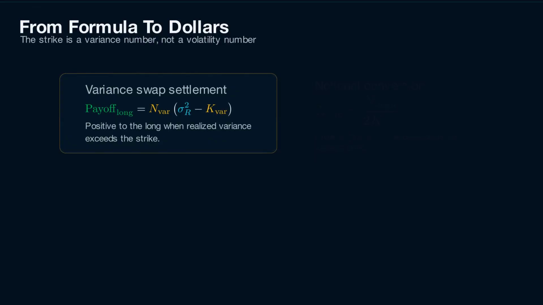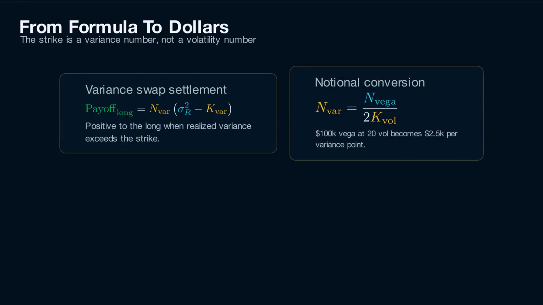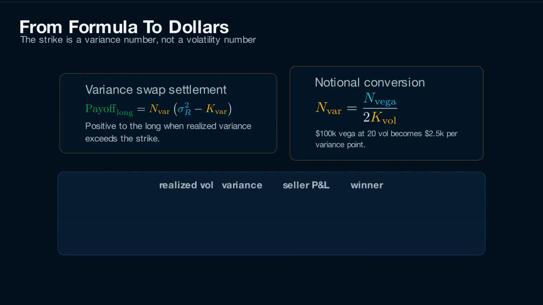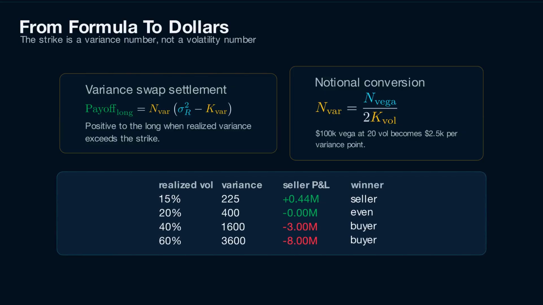Now make it concrete. You sell a one-year variance swap on the S&P 500. Vega notional is $100,000. The volatility strike is 20, meaning 20% annualized volatility. The variance strike is 20 squared, or 400. Variance notional is $100,000 divided by 2 times 20, which equals $2,500 per variance point. Your bet is that realized SPX volatility over the next year will be below 20%. Calm markets pay the seller. Severe stress pays the buyer, and the payoff grows quickly because the contract pays on variance, not volatility.